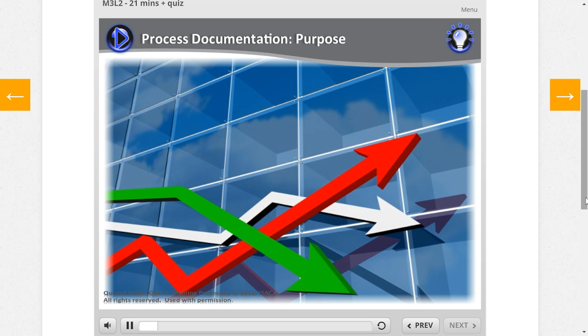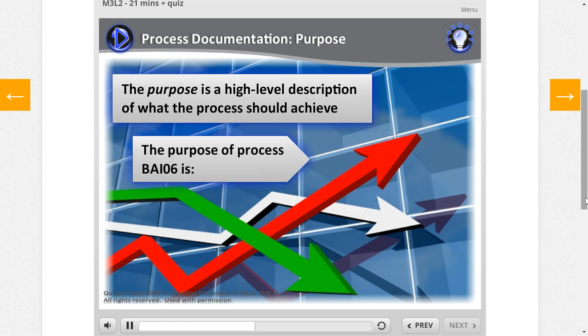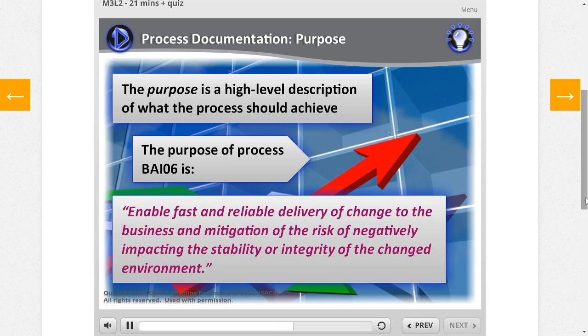After the process description comes a statement of the purpose of the process. This is a high-level description of what the process should achieve. The purpose of Process BAI 06 is enable fast and reliable delivery of change to the business and mitigation of the risk of negatively impacting the stability or integrity of the changed environment.